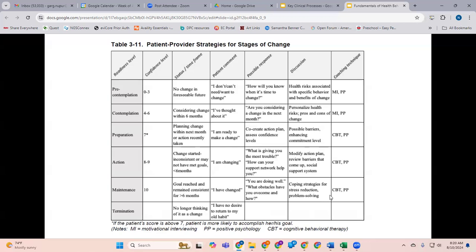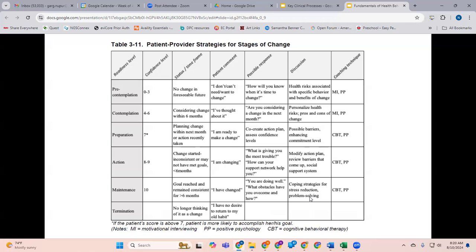And again, CBT for these next two phases. Maintenance: their goal has been reached. I have changed, you are doing well. What have you overcome and how have you done it? Talk about coping strategies for any kind of stress that they're still feeling, because now they're doing the action, but they might still be a little bit stressed about it.